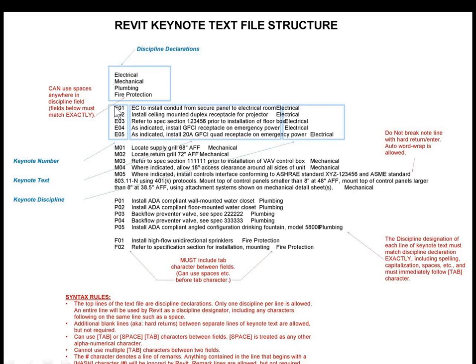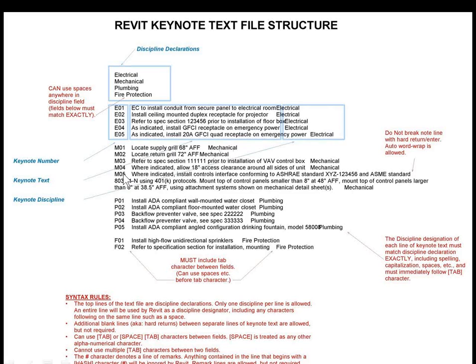The next lines, in fact the rest of the file, is the keynote number, this first blue box, and then a tab, and then the keynote text, whatever you want to write, can be as long or short as you want, and then a tab, and then at the end on that same line, the discipline, whether it's electrical, interiors, plumbing, whatever. You can see the rest of this file is the same thing: the number, the text, and discipline, all with tabs in between them.